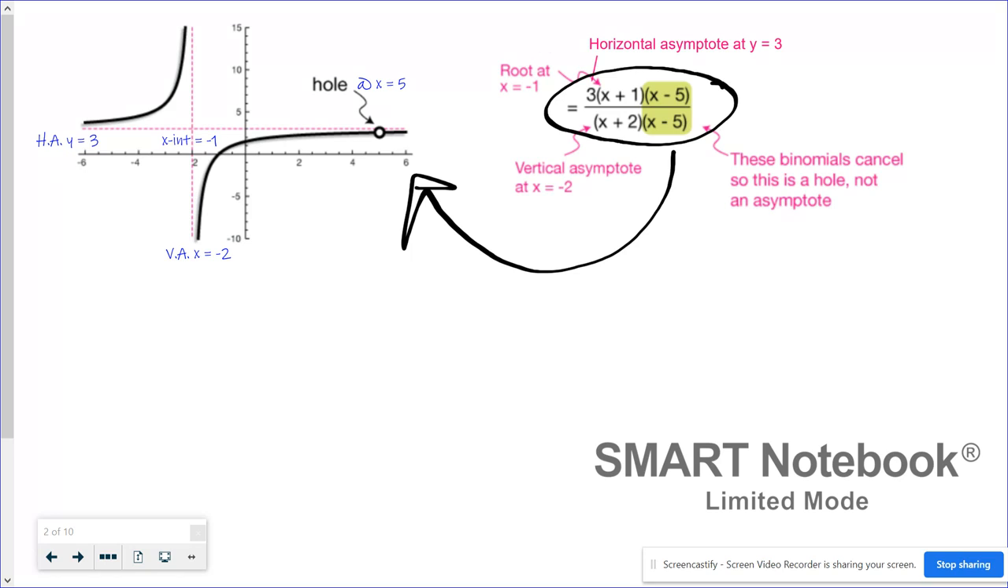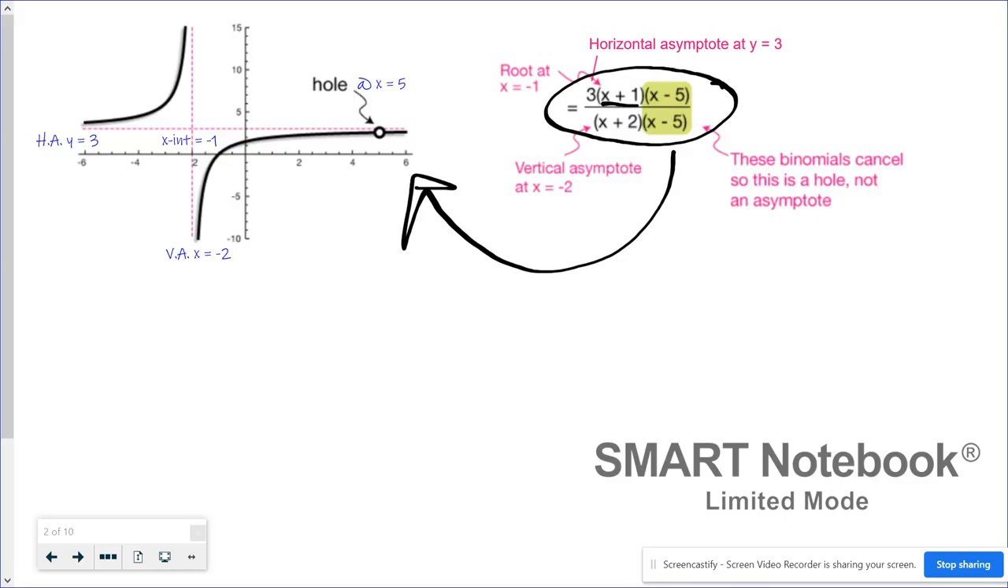Okay. And so we've come to realize that each of the factors tells us about a property of the graph. Common factors tell us there's a hole. Anything that's on top, like the x plus 1, tells me that there's an x-intercept at -1, x plus 2, there's a vertical asymptote at -2, and so on.